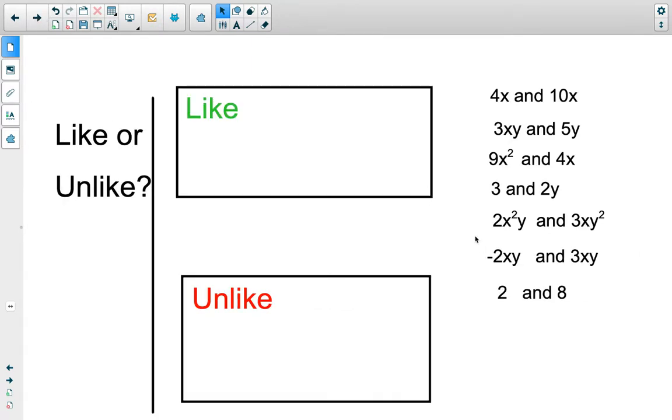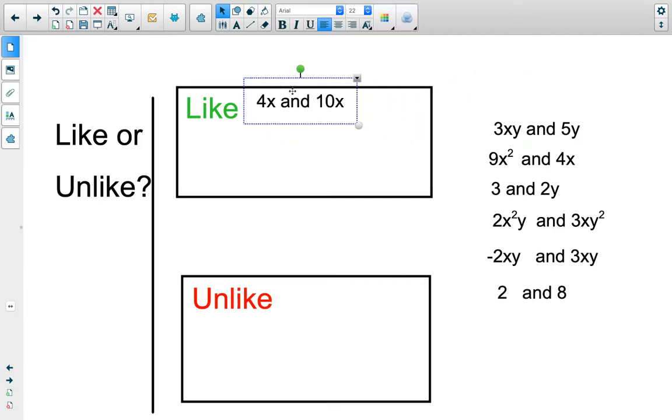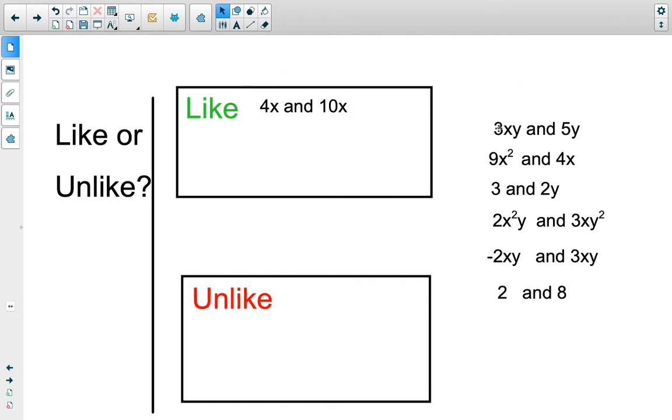So let's look at some of these examples. Are these like terms or unlike terms? I have 4x and 10x. Notice they have the same variable. They both have an x. The numbers don't have to be the same, but the variable has to be the same, and the variable has to have the same power. In this case, they both have a power of 1. When you have a power of 1, you don't usually put it, so it's invisible. So these are like terms because they have the same variable raised to the same power.